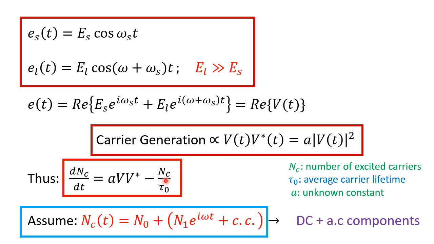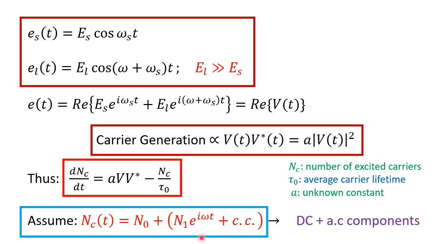So what I do is the following. I assume a particular solution of the above equation. This is the ansatz, right? It has got a DC component, n naught, which doesn't change in time, and the variation, if any, is in the n1 of t, right, which is the AC component.